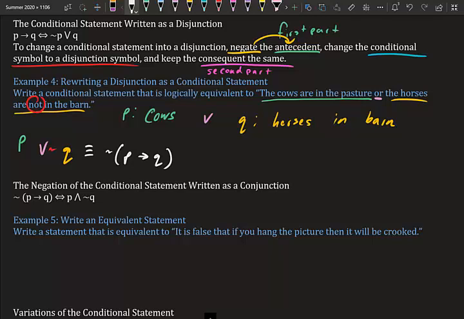So we need to now write this sentence. We need to negate the whole thing. To negate the whole thing, we can say it is false, it is not true. I'm going to say it is not true, comma, because of the parentheses. We have P, the cows are in the pasture. We have our connective of that arrow, if then. That's fine, I'll just do a different color for Q. And then we have Q, which is the horses are in the barn.